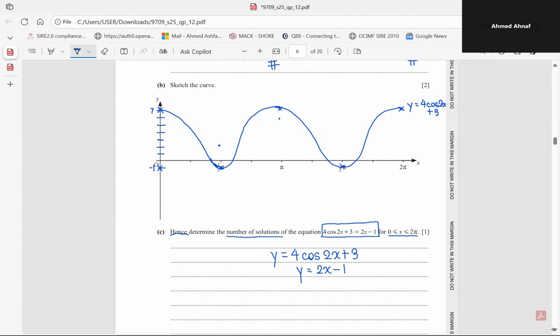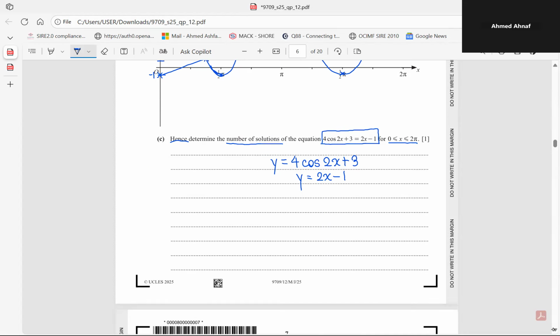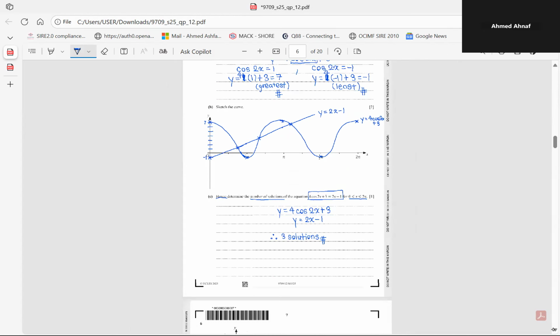In the exam, please use a ruler. I'm doing this freehand on a laptop, so I can't use a ruler. So this is our sketch of y equals 2x minus 1. As you can see, there are 3 points of intersection, 1, 2, and 3. So we can conclude that there will be 3 solutions for this equation. So this is our final answer.